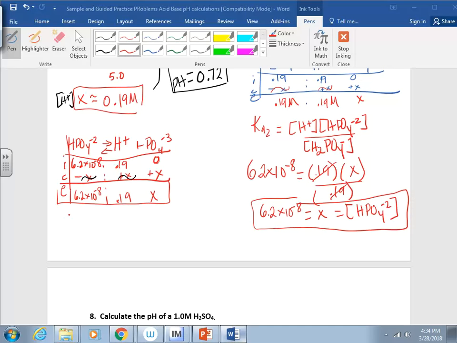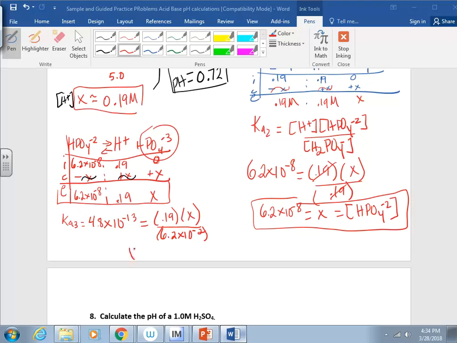Now we're going to be using our Ka3 value for this. This is the third dissociation step. So for the Ka3 value, and that was given at the beginning of the problem, we had 4.8 times 10 to the negative 13. It's extremely small. So that equals 0.19 times x, which is your phosphate ion, what you're looking for, over 6.2 times 10 to the negative 8. We're going to cross multiply here, and then we need to divide by 0.19.